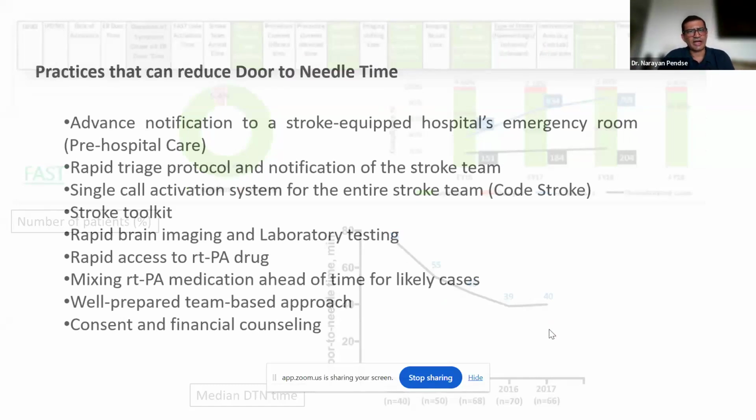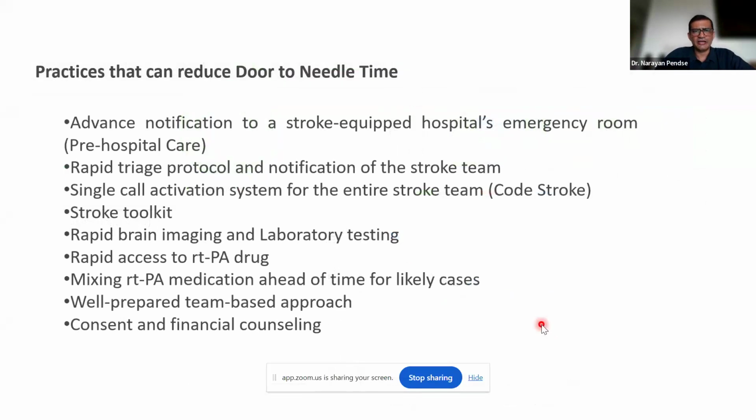What are some of the practices that can help reduce door to needle time? Pre-hospital care or care within the ambulance is very important in improving outcomes in stroke cases. So try and have some mechanism to do that. A quick triage protocol and notification, identification of the stroke and the notification to the stroke team. For example, a code fast or a code stroke as it is called, and making available the recombinant drug, because this is a costly drug and many times this may not be available immediately. So try and have a mechanism in which it can be procured and made available quickly for the patient use.